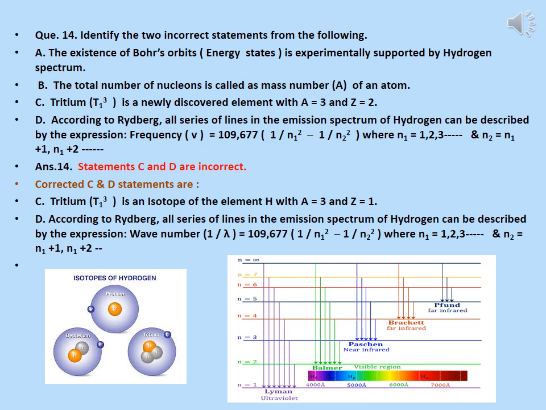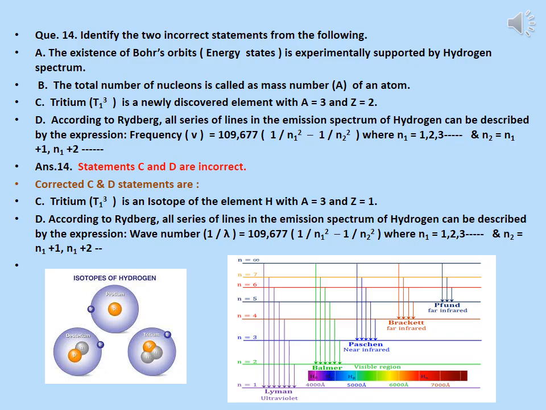In all the 3 isotopes, the number of protons remains the same as also the number of electrons. So statement C given is wrong. The corrected statement is given. Then statement D is also wrong.